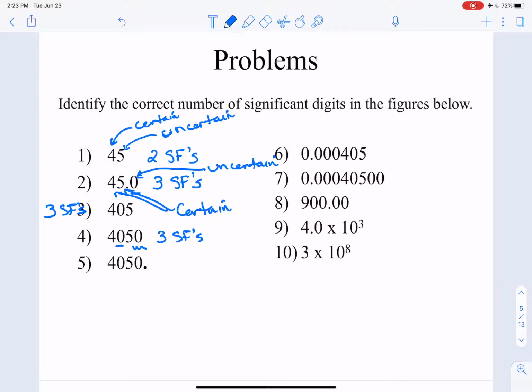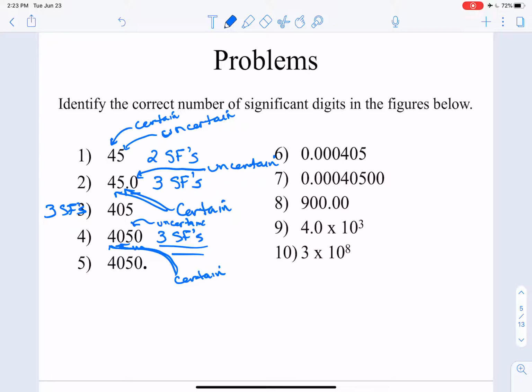So our uncertain digit is which one? The 4, the first 0, the 5, or the last 0? The 5 right there is uncertain. And the 4 and the 0, those are certain. And then the 0 on the end is just a placeholder. So we've got 3 significant digits here. Okay, so we're not sure if we have 4,040, 4,050, or 4,060, but 4,050 is our best guess.